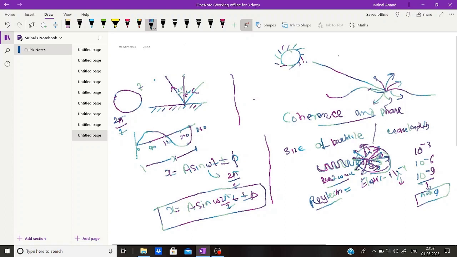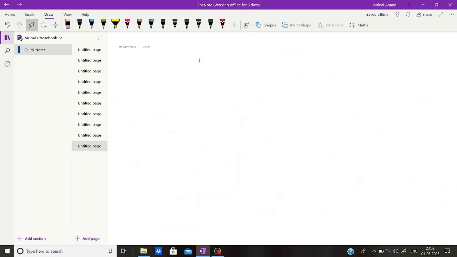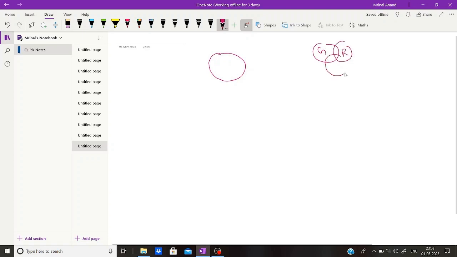So suppose this is our sun, and from the sun, this is the green light, this is the red light, and this is the blue light, and here we can see this white light. Suppose this green and red have a high wavelength, and here we can see this blue light has the shorter wavelength.